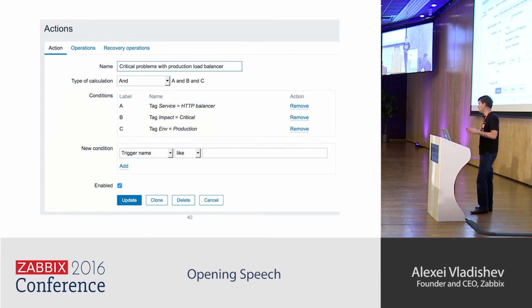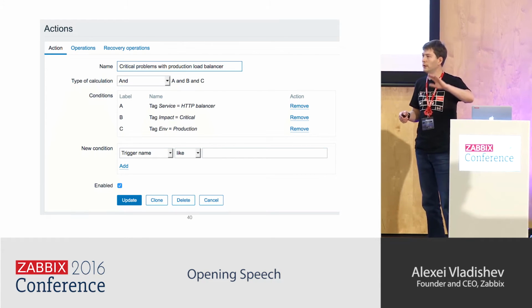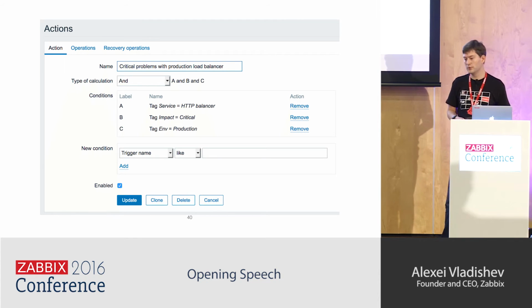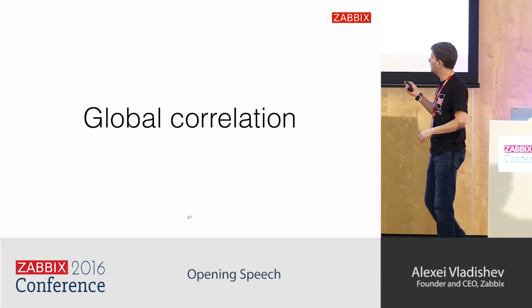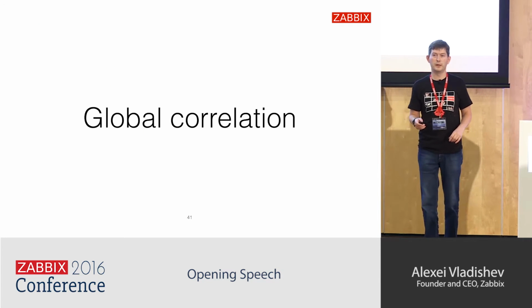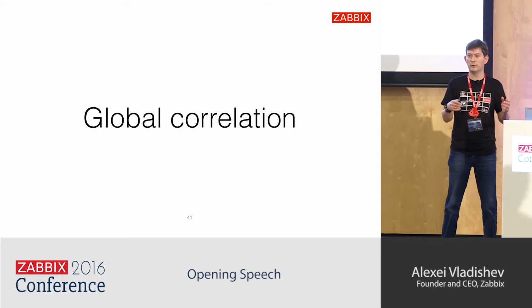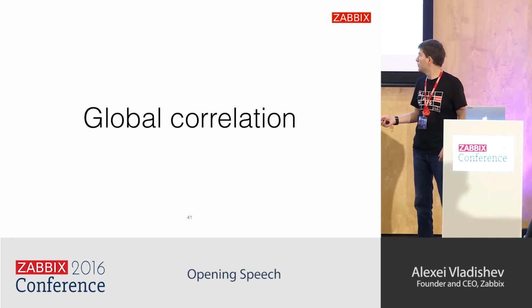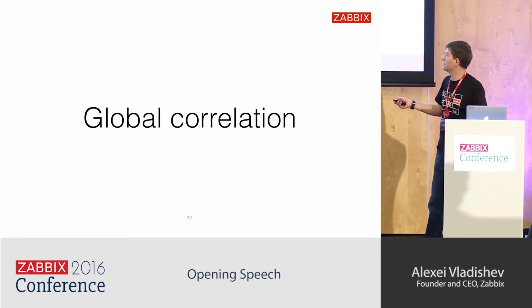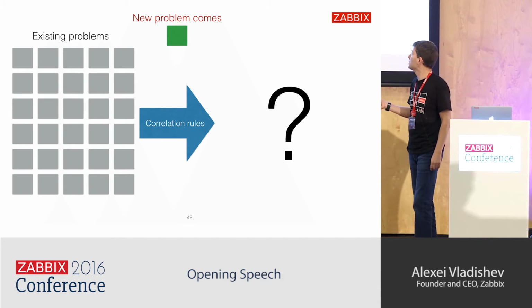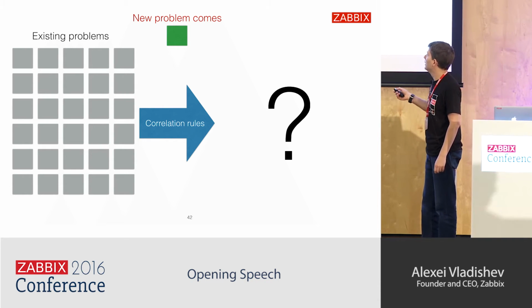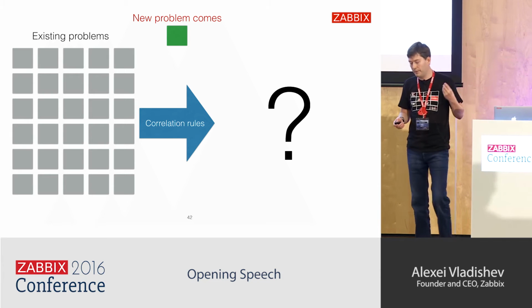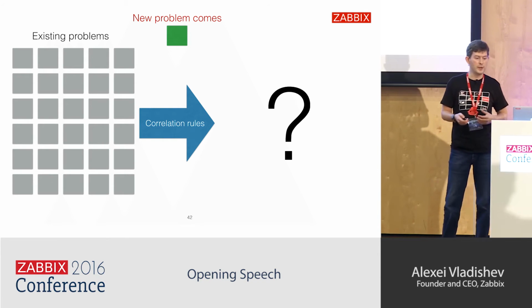So this is how local event correlation works. And local means it works on a trigger level. What we did as well, we introduced a global correlation. And the global correlation topic is a little bit hard to explain. It will take time to explain, so I will show you just the high-level concept of how it works. So suppose we have a bunch of existing problems, many problems, and then a new problem comes. And this problem could be processed by a list of correlation rules.